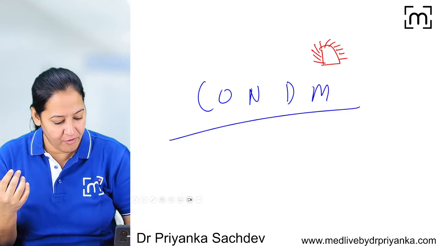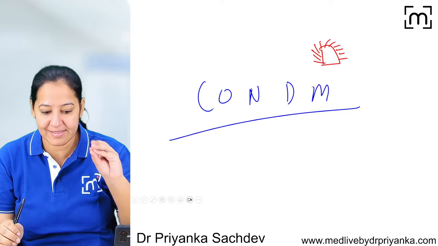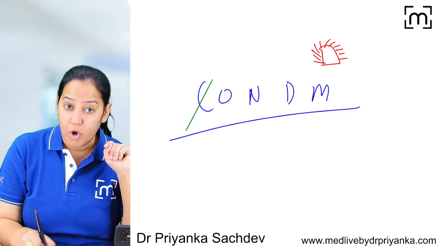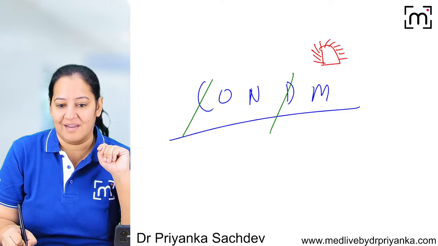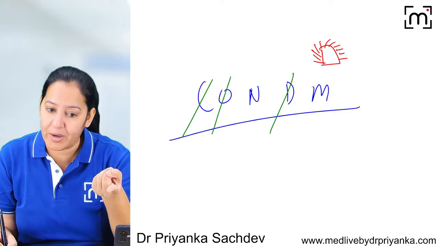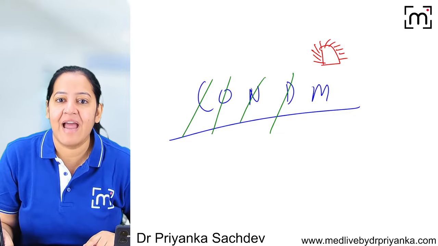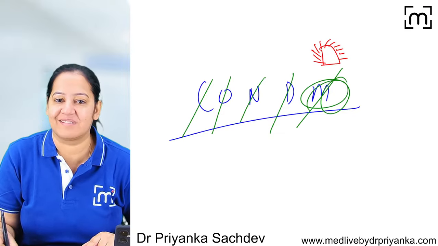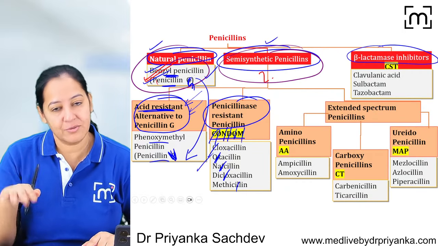So see the full form. How many are there? Please learn. Cloxacillin, dicloxacillin, oxacillin, nafcillin and methicillin. The best among them is methicillin. So these are with a cover.